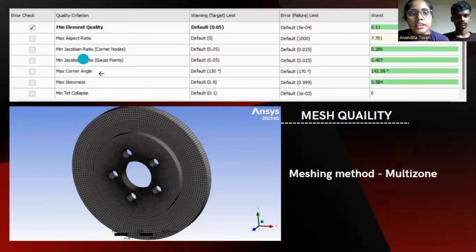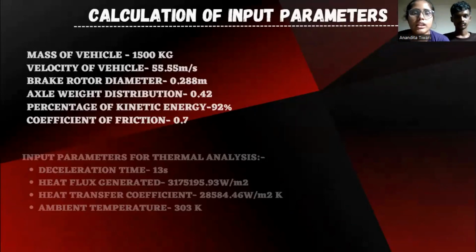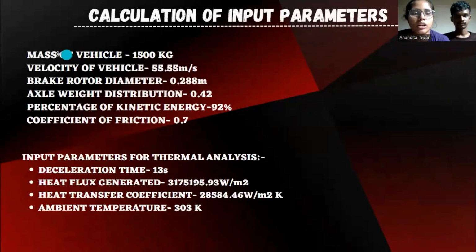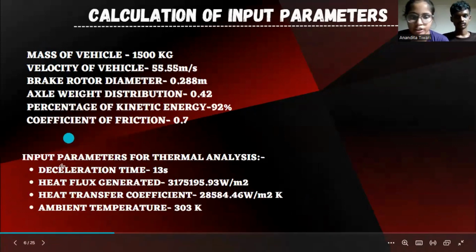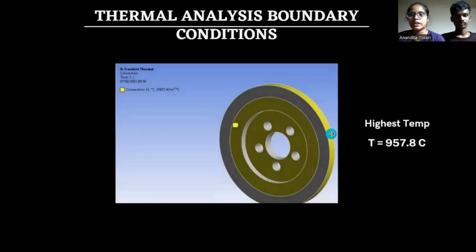For that, we decided to mesh it with the meshing method as multi-zone, and we also checked the mesh metrics, which were pretty satisfactory, as you can see here. These are the input parameters we got from a few websites, which we'll be using for our analysis. These are the boundary conditions that we'll be using for our thermal analysis.